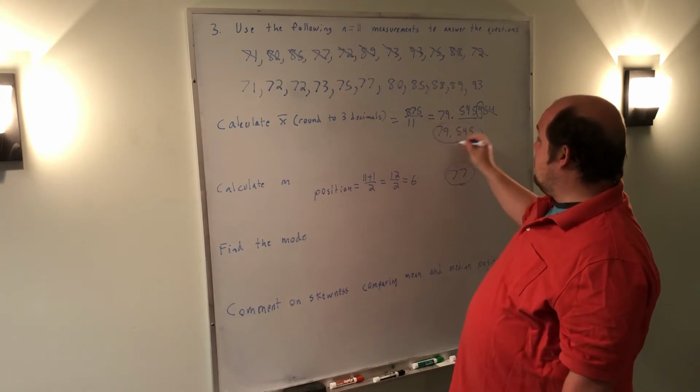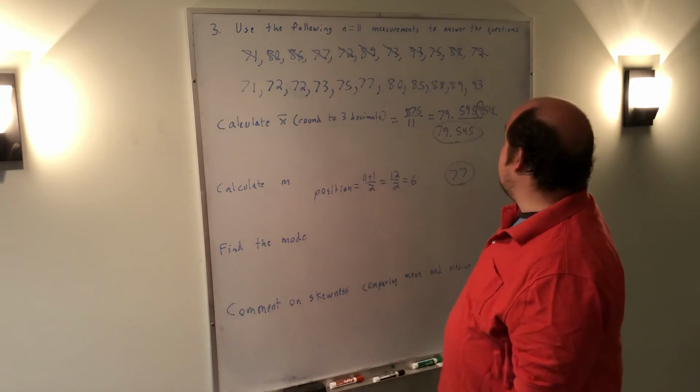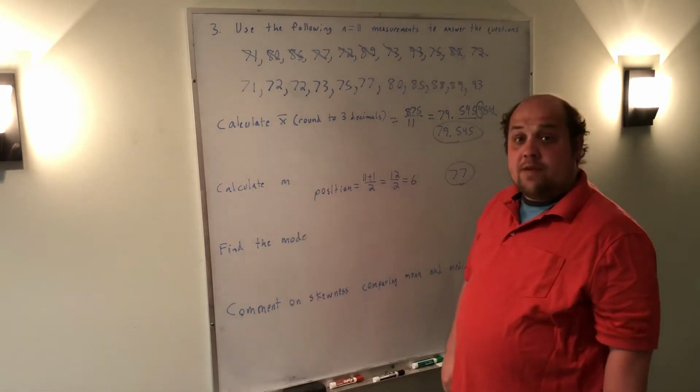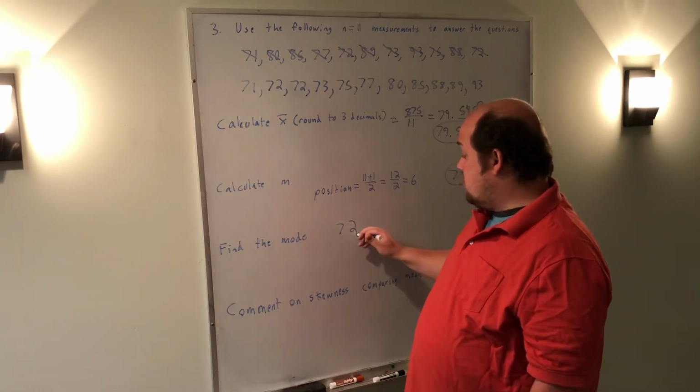That's my median. When I go to find the mode, as I read across, I see 72 occurs twice. That's the only number that repeats. So it's unimodal, and the mode is 72.